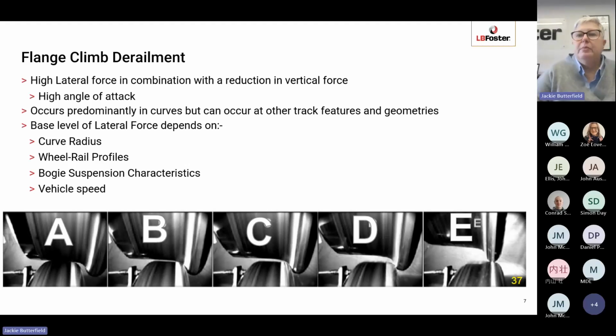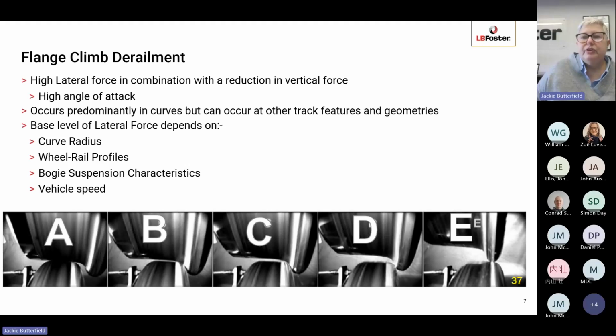So wheel climb derailments can also occur on tangent track, where you have track irregularities and the dynamic motion is severe, such as during vehicle hunting and aggressive braking. So the sequence of events leading to wheel climb is shown in the images at the bottom of the screen.